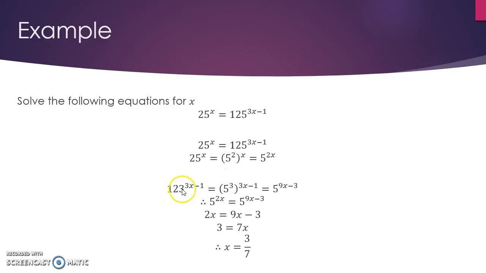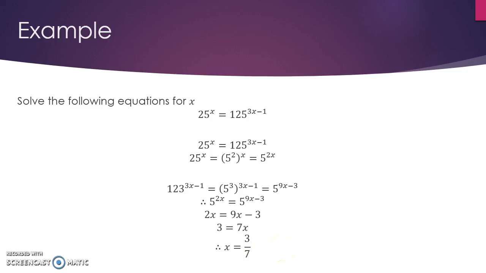Likewise with 125, that should be 125 to the power of 3x minus 1. 125 is 5 cubed. So again, using our index laws, we can rewrite that as 5 to the power of 9x minus 3. Now, if those are the same base, the indexes must equal each other. So we have 2x equals 9x minus 3. We solve for x equals 3 over 7.